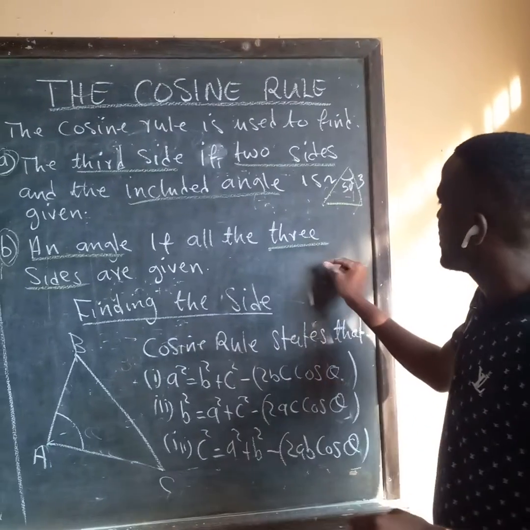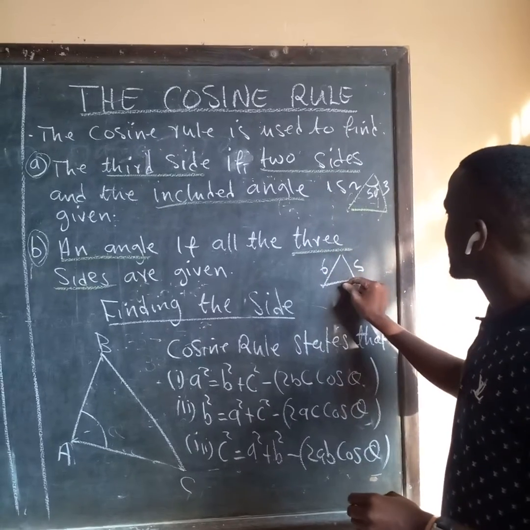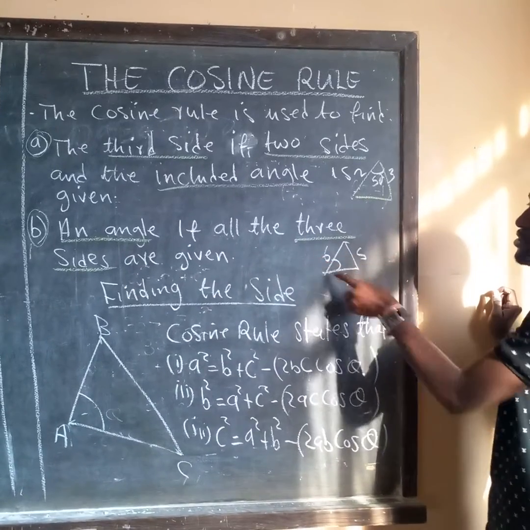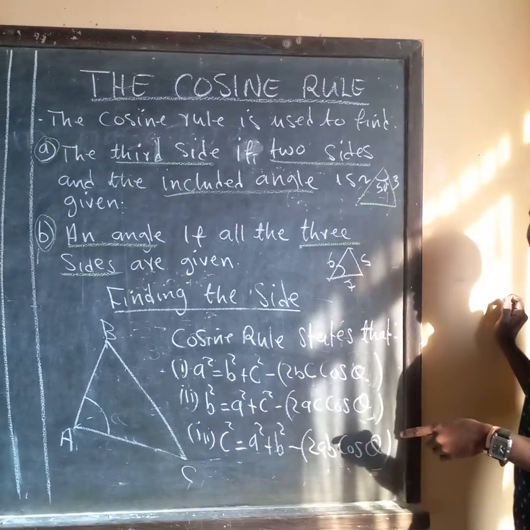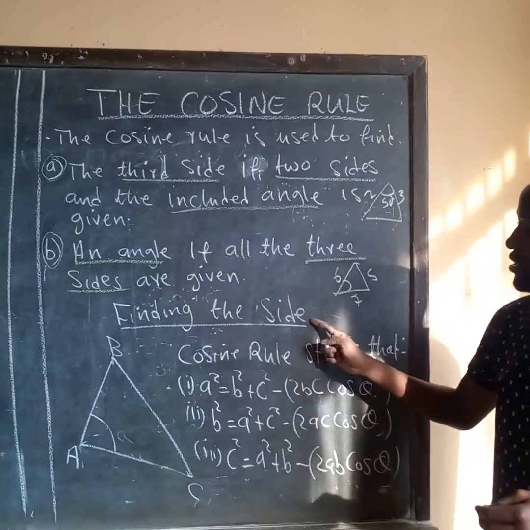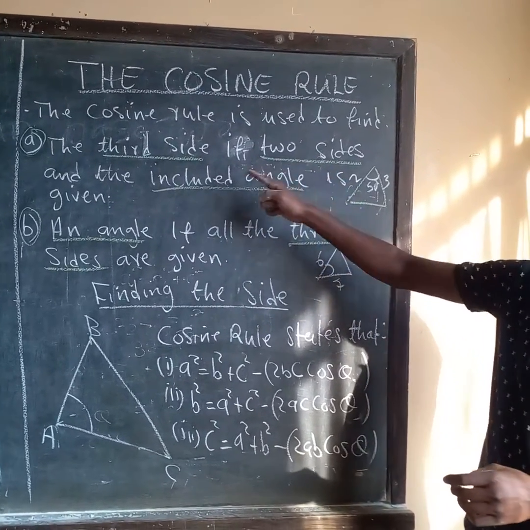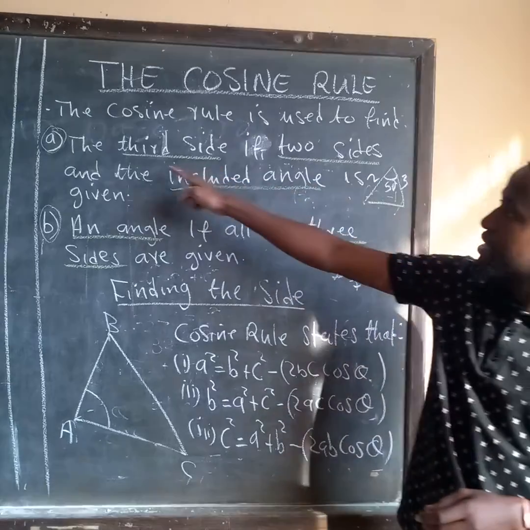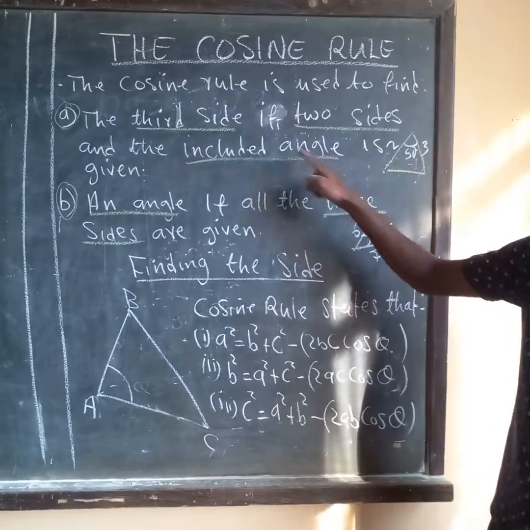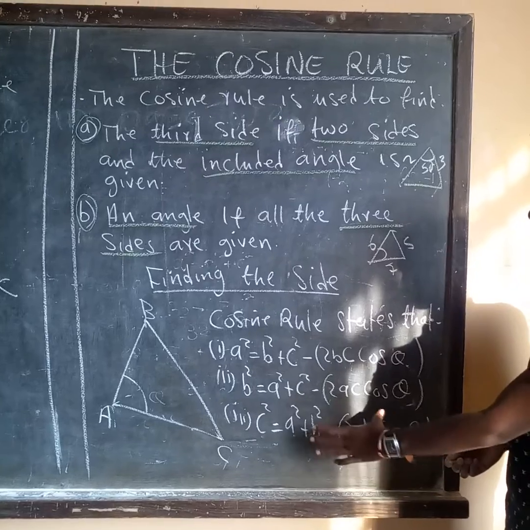And what about this one? Here they're saying that if I'm given a triangle like this one, and I'm given this to be 5, this to be 6, and this to be 7, and I'm told to find this angle here, as long as I'm given all three sides, I can use the cosine rule. So now our concentration will be finding the side. How do I find the third side when I'm given two sides and the included angle? This is what we need to concentrate on for now.